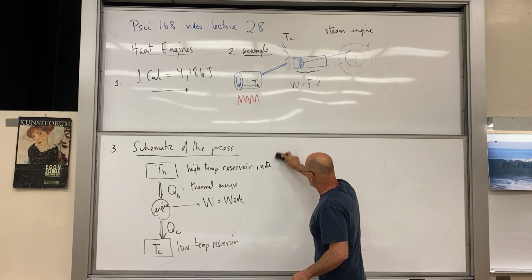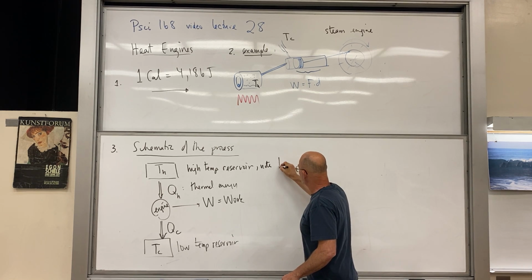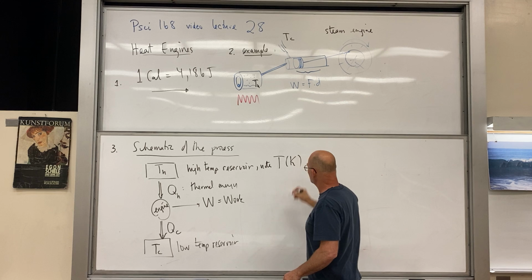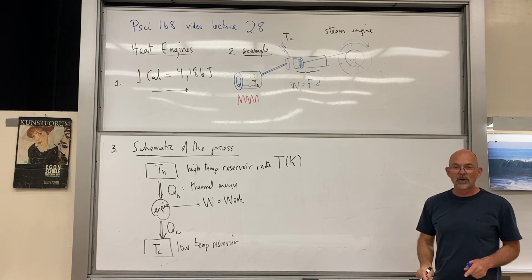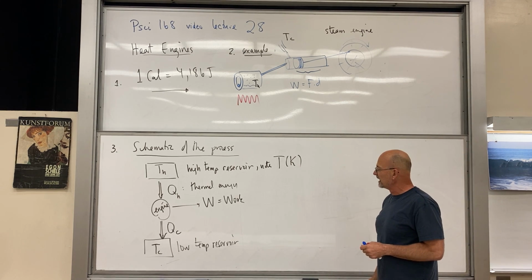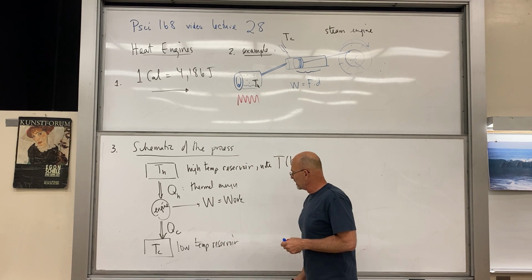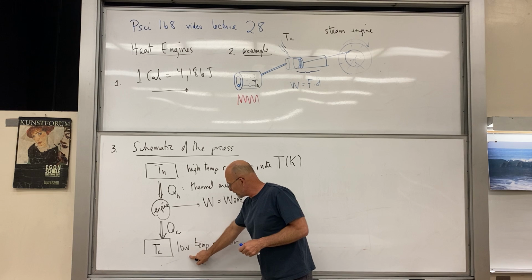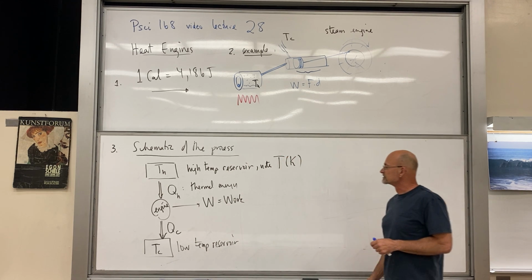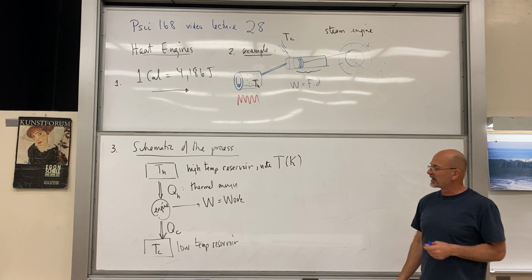Temperature is going to be in Kelvin. T in Kelvin. We'll see in a moment why we have to do that. And the thermal energy in joules. Work in joules, thermal energy, low temperature in Kelvin. So that's the idea, schematic of the process.